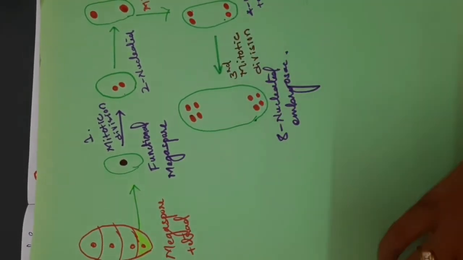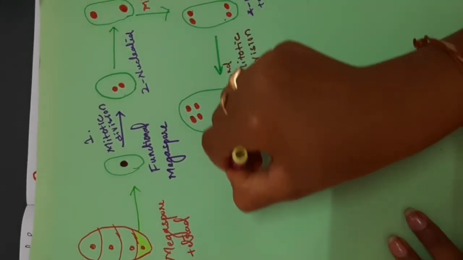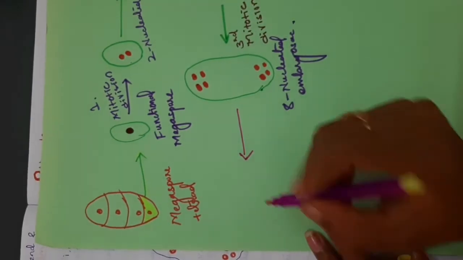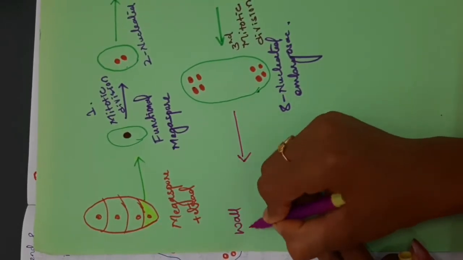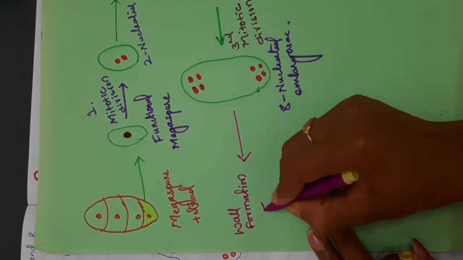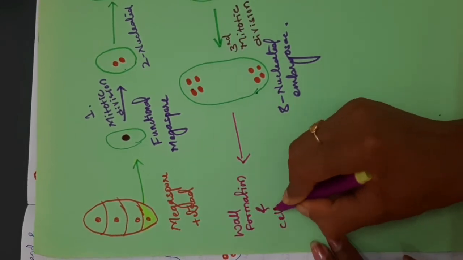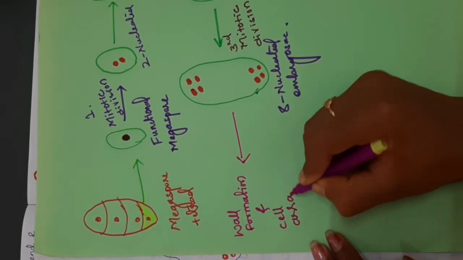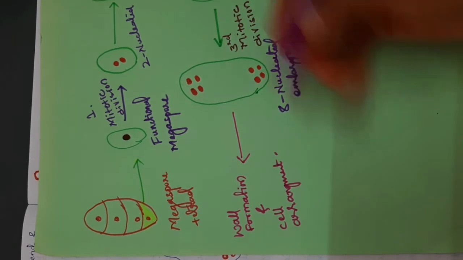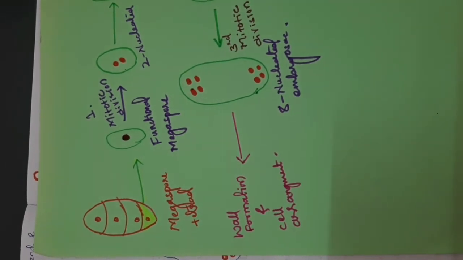After the formation of the 8 nucleated embryo sac, you can see the formation of walls and cell arrangement. Wall formation and cell arrangement you can see just after the 8 nucleated embryo sac formation.